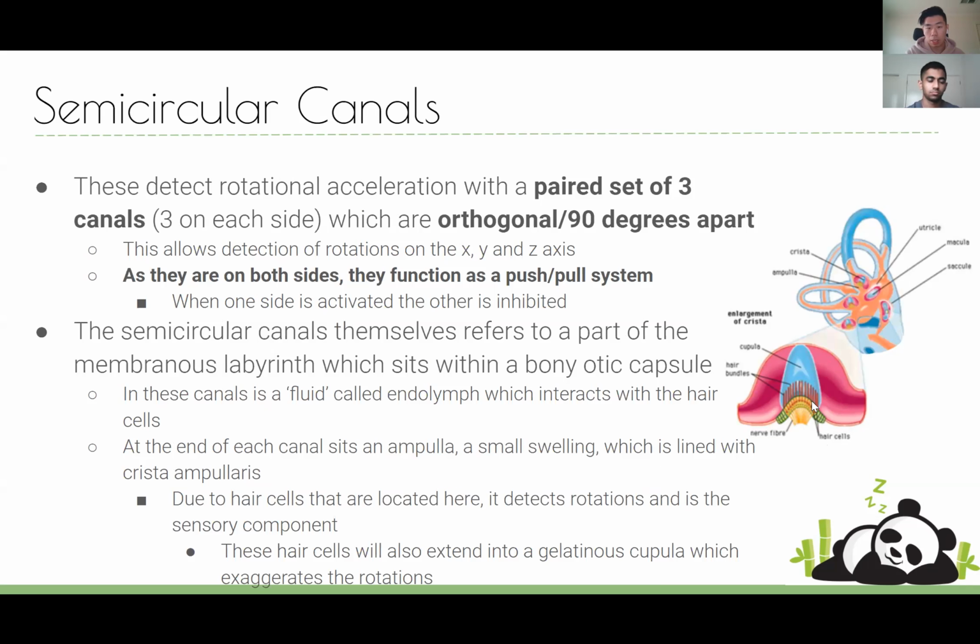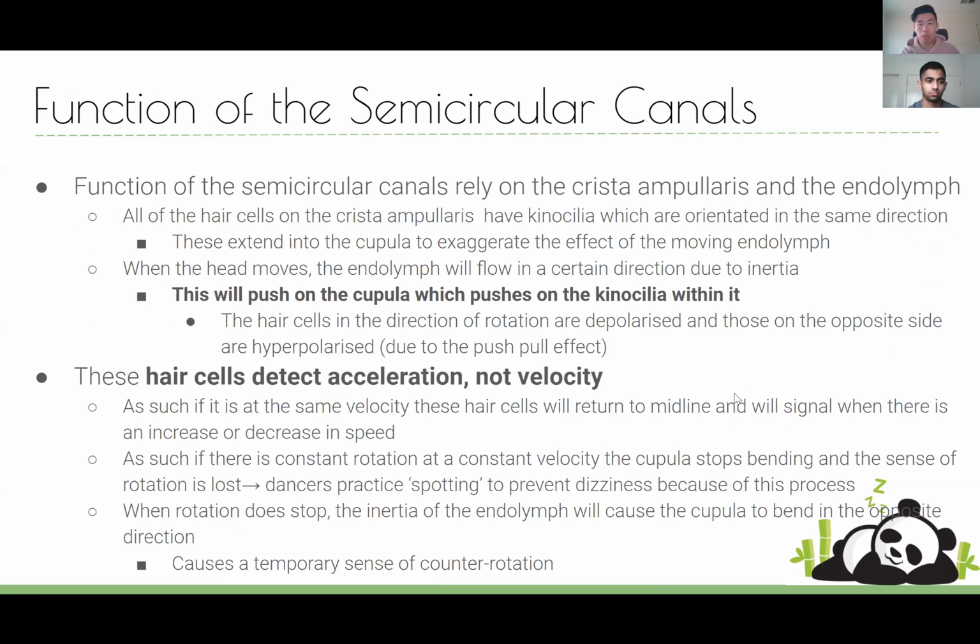The ampulla is what's detecting things as they move through. The cupula, which is the gel, will exaggerate those movements, and that's important so you actually see what's going on. They rely on the crista ampullaris and the endolymph. When the endolymph pushes on the cupula, it causes the kinocilia within it to push against, and that will cause depolarization, and on the opposite side, hyperpolarization, with the push-pull effect. These hair cells detect acceleration, so a sudden change in your speed of movement. If you stay at the same velocity but are still spinning, it will return to midline and become normal.